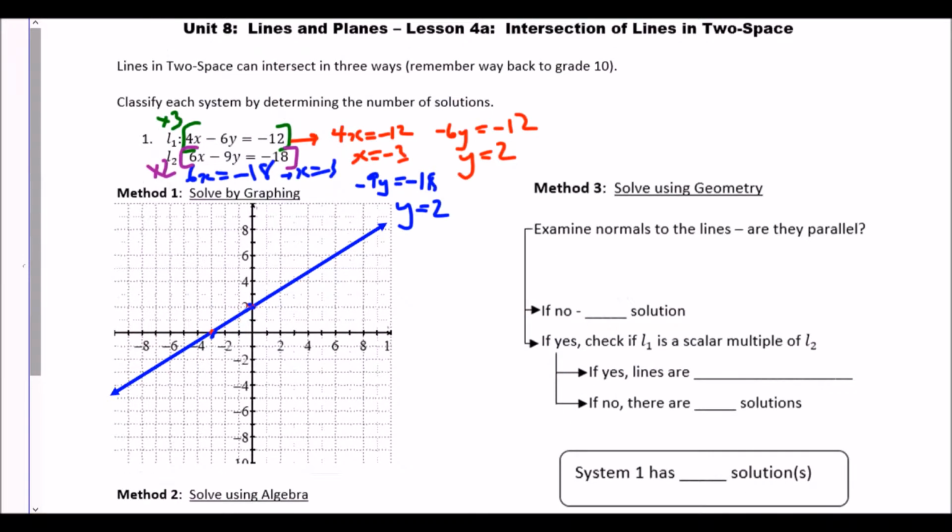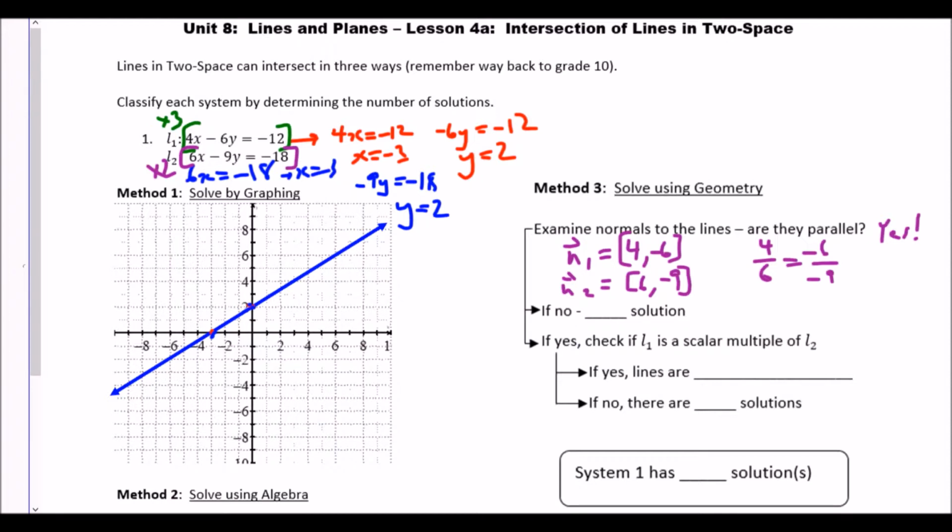Grade 9 method here, grade 10. Here we go. Solving using geometry: examine the normals of the lines. Are they parallel? So normal 1, looking at the A and B values, is 4, negative 6. And normal 2 is 6, negative 9. If I write ratios here, 4 over 6 and negative 6 over negative 9, these two are equal, so are they parallel? Yes, they're parallel. Why? Because the ratios of A and B are the same.